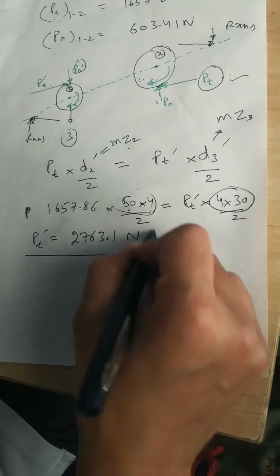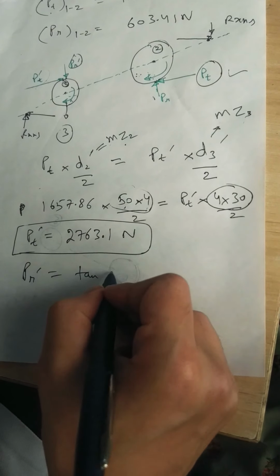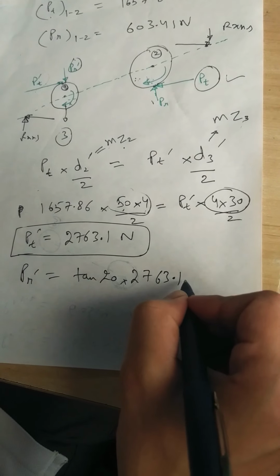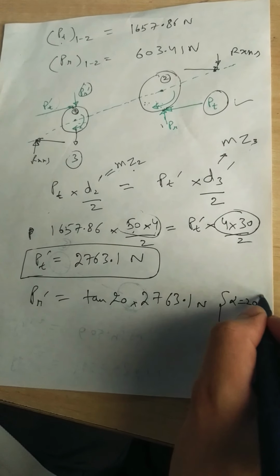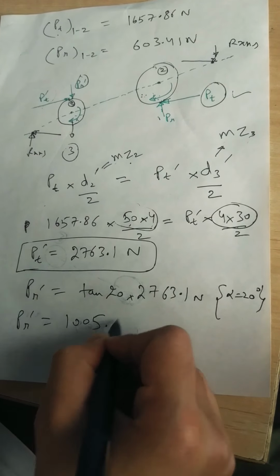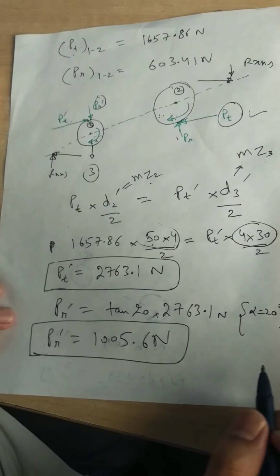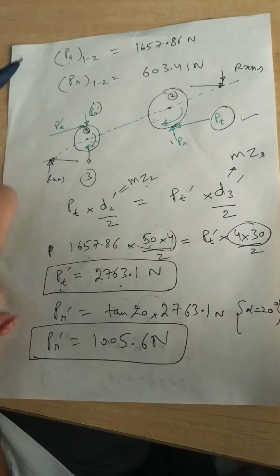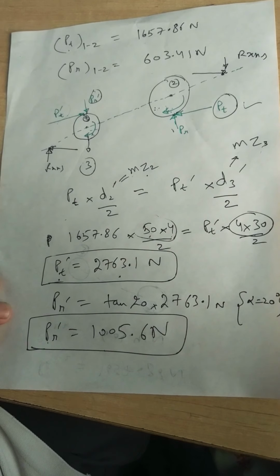2763.1 newtons. Similarly, PR dash is equal to tan 20 into 2763.1 newtons, where alpha is equal to 20 degrees. So my PR dash should be equal to 1005.6 newtons. So these are my final answers: PT dash, this one, PR dash, this one, PT, this one, and PR, this one. That would be all. Thank you.